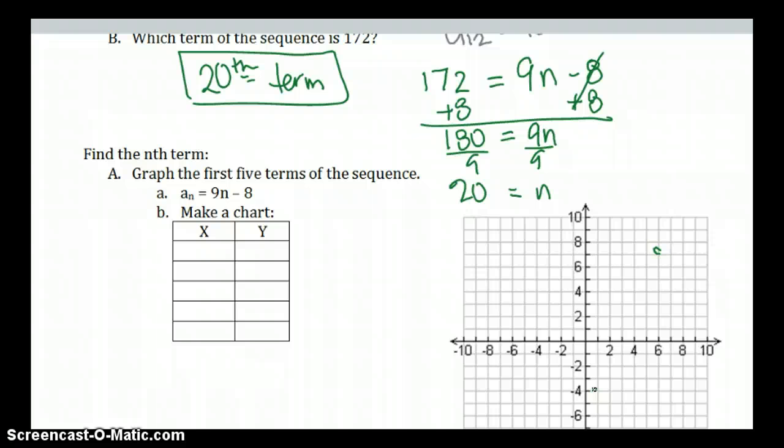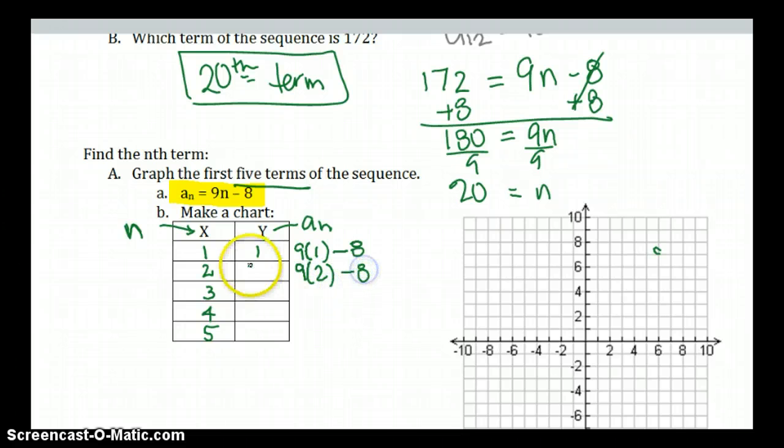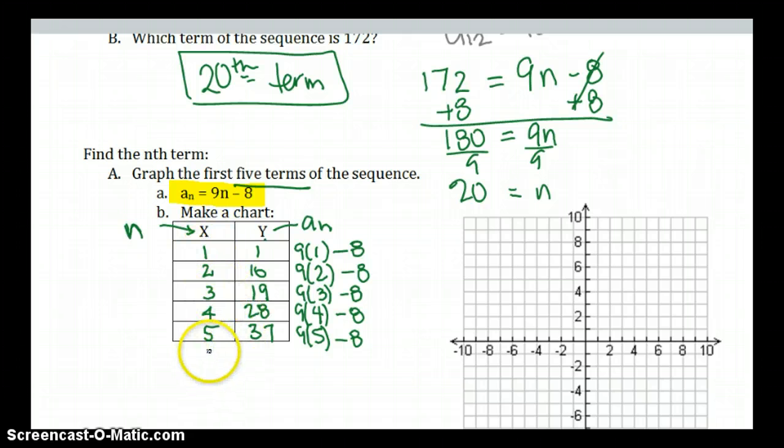All right, graph the first 5 terms of this sequence. So in our equation, a sub n equals 9n minus 8. a sub n is the same thing as y, or f of x, and n is our independent variable. The dependent variable depends on which term I'm looking for, so x is n. So in place of n, I will substitute 1 through 5 because they wanted the first 5 terms. So for the first term, 9 times 1 minus 8 is 1. 9 times 2 minus 8 is 10. 9 times 3 is 27, minus 8 is 19. 9 times 4 is 36, minus 8 is 28. And 9 times 5 is 45, minus 8 is 37.